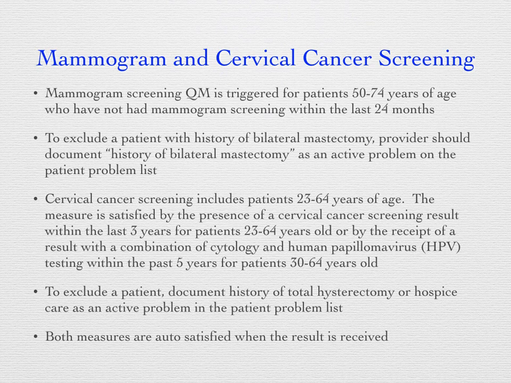Cervical cancer screening includes all patients aged 23 to 64. The measure can be satisfied by the presence of a pap smear within the last 3 years for all patients in the appropriate age range, or by the combination of cytology and HPV testing within the past 5 years for patients 30 to 64 years old. To exclude a patient from the cervical cancer screening, you should document total hysterectomy or hospice care in the patient's active problem list. Both measures are automatically satisfied once the results are received.